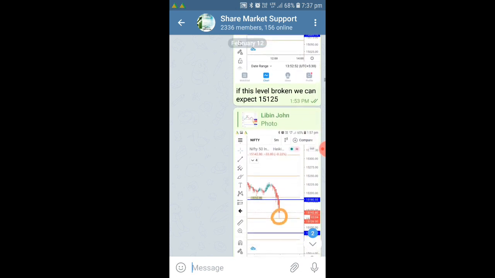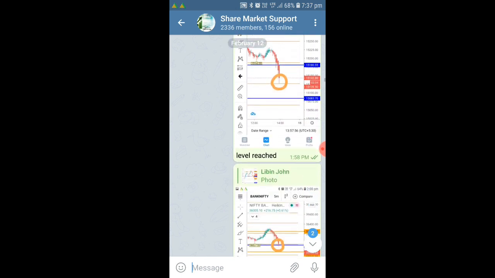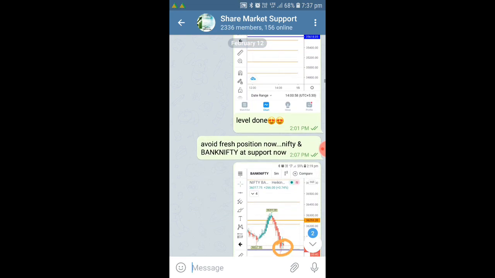You can see both levels I have given, Nifty and Bank Nifty, and immediately you can see both levels were achieved here.